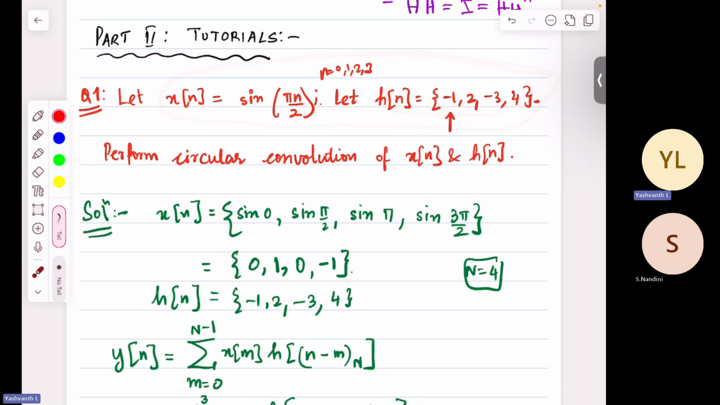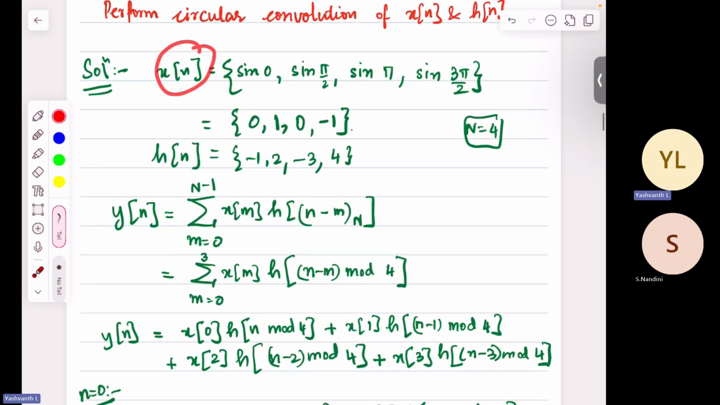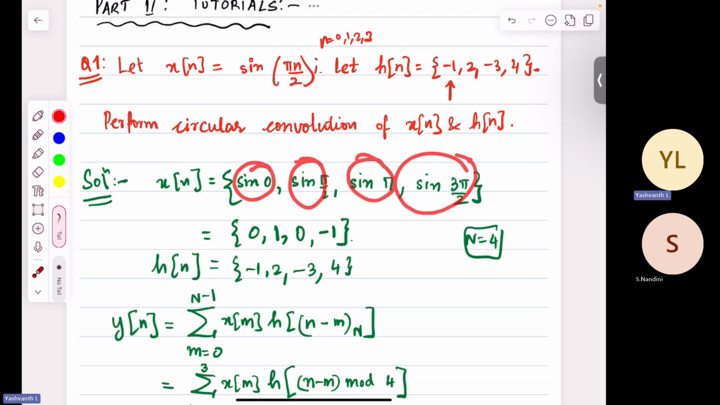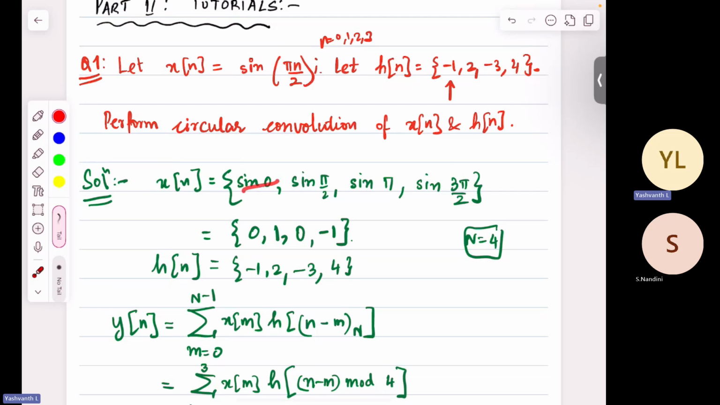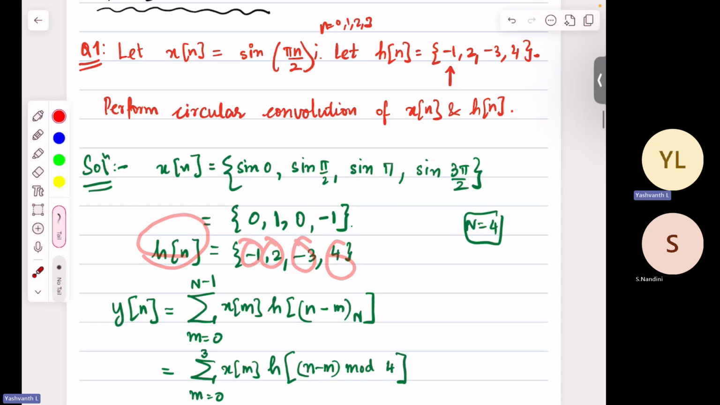The question is to perform circular convolution of x of n and h of n. So let's do the circular convolution. What is x of n? Sine n pi by 2, n equal to 0, 1, 2, 3. So sine 0, sine pi by 2, sine pi, and sine 3 pi by 2. Sine 0 is 0, sine pi by 2 is 1, sine pi is 0, sine 3 pi by 2 is minus 1. Now h of n is minus 1, 2, minus 3, 4. That's the given question.